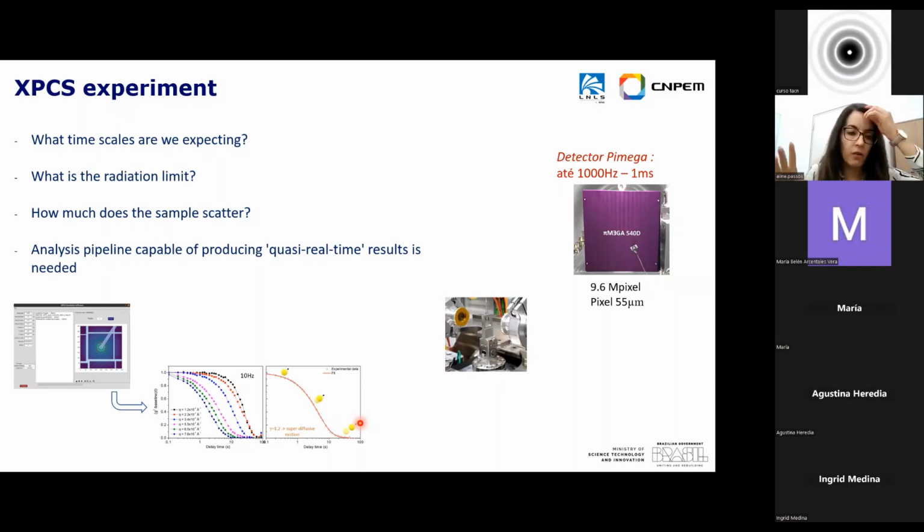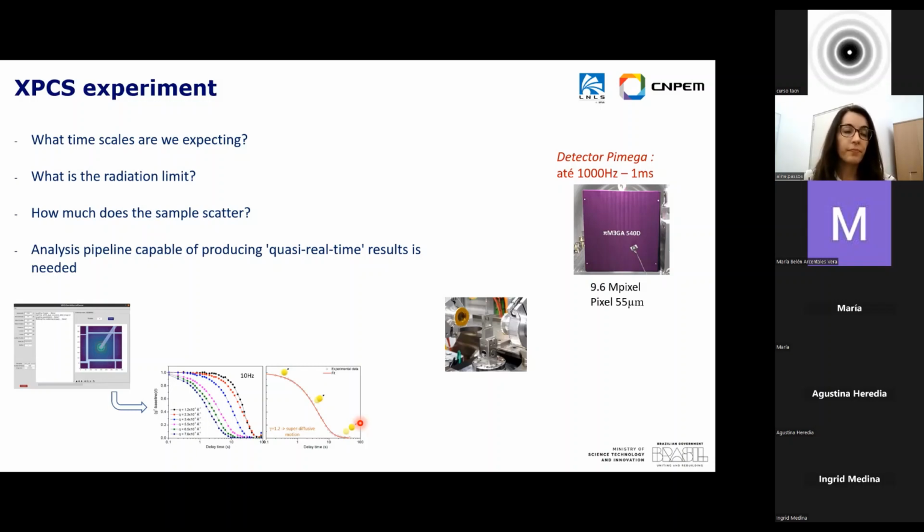Then we can also change the experiments a little bit. For example, for very slow systems, we can collect 1 image per second, but instead of using an exposure time of 1 second, use an exposure of only 10 milliseconds. Then we expose for 10 milliseconds, we wait, and then we collect another image. There are some strategies that we can use to work with this radiation damage.